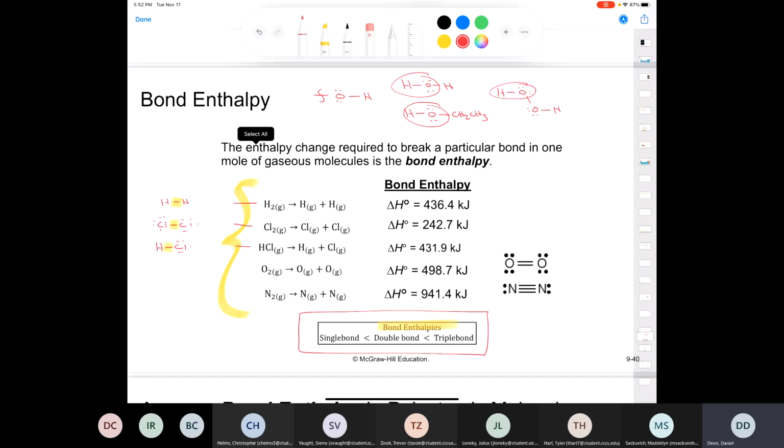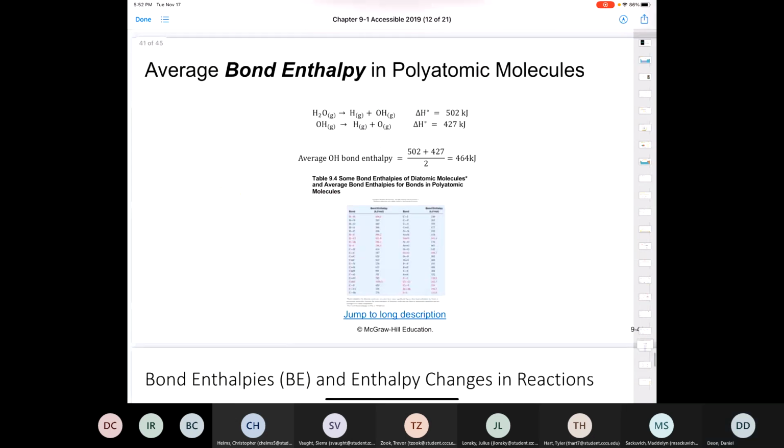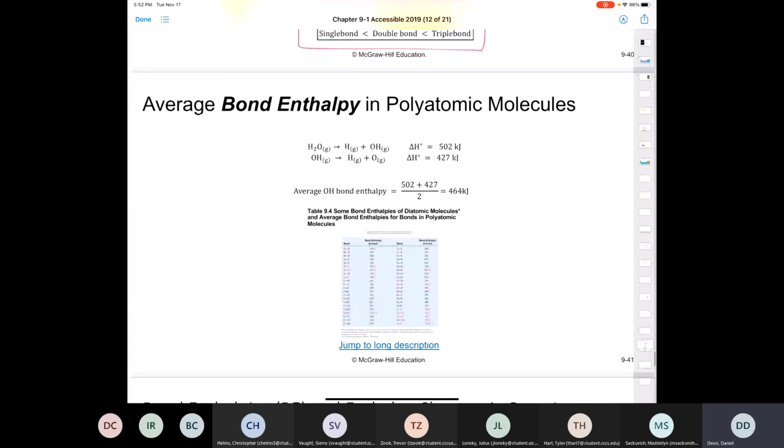I can tell you right now that the bond enthalpies of the oxygen-hydrogen bond in here, in water, versus ethanol, versus hydrogen peroxide, they're all different. They're all in the same neighborhood, but they're all different. Why? Because they're all in different electronic environments, right? They're all in different molecules, so they're going to be a little bit different. Let me show you an example. If you break apart water, okay?